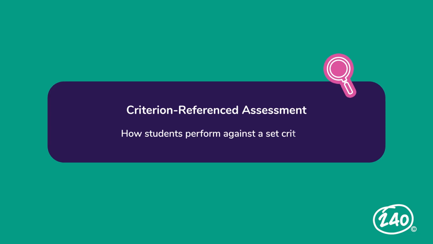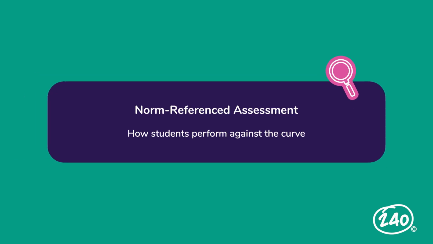To sum this up, criterion referenced assessment looks at how students perform against a set criteria. Norm referenced assessment looks at how students perform against the normal curve. And those are some need-to-knows for Category 3.